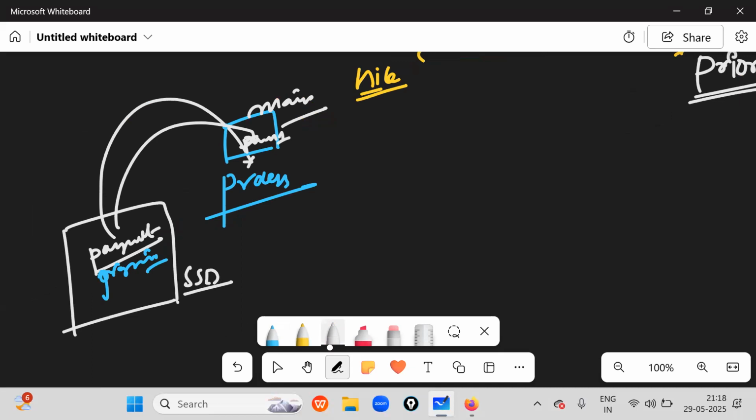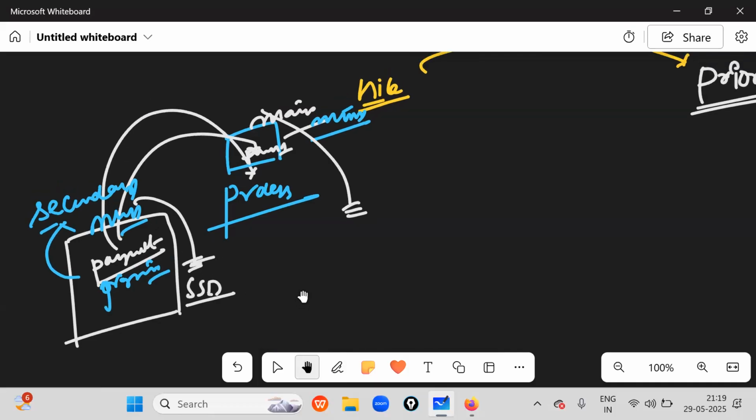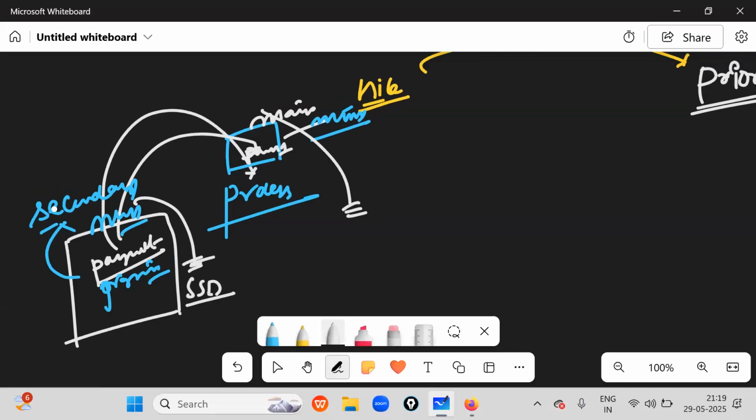SSD we consider as a secondary memory, and this is called main memory. What is the difference between main memory and secondary memory? Main memory is for temporary storage. Secondary memory is for permanent storage. So your application permanently resides inside secondary memory.